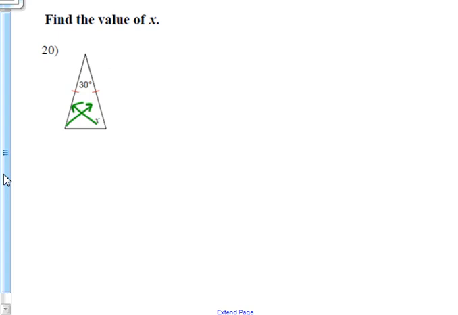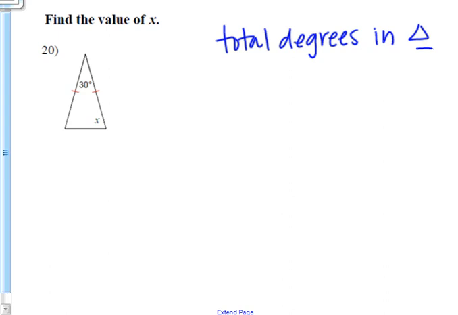So it's not giving me x here though, it's giving me 30. Well, I need to think, how many total degrees are there in a triangle? 180. So if you didn't already know that, 180 degrees is the total number of degrees in a triangle.